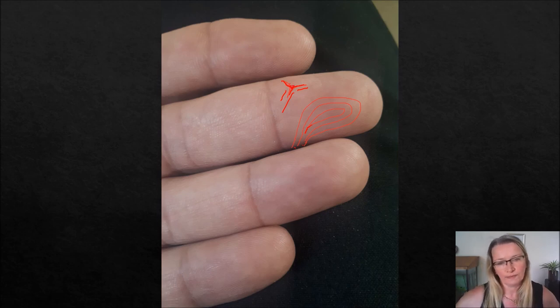When you have a loop fingerprint such as this, it looks like a water droplet. That will only ever have one triangle, either on the left side or on the right side, depending on which way the loop faces. They can sometimes face in the opposite direction, like away from the thumb. This is sort of towards the thumb. So that is your most common and basic fingerprint, the loop.